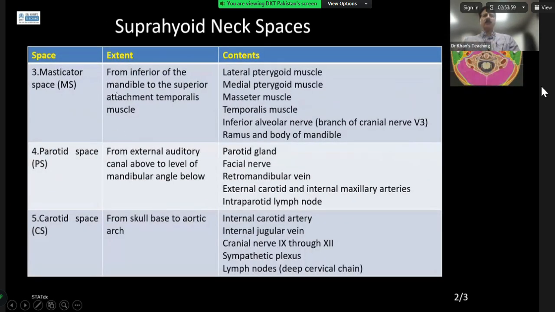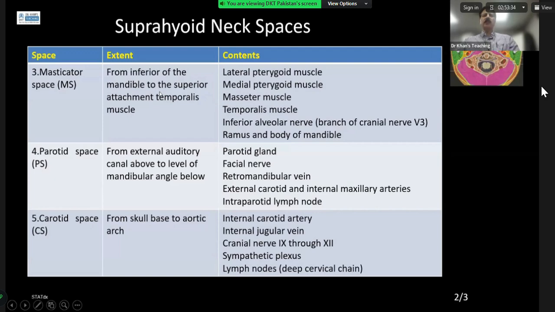Now, masticator space. From inferior of the mandible to the superior attachment of temporalis muscle. Now, this is important because it goes all the way. The old terminology was infratemporal fossa, temporal fossa. Indirectly, it goes and touches the skull. And this concept is key concept for your exam.